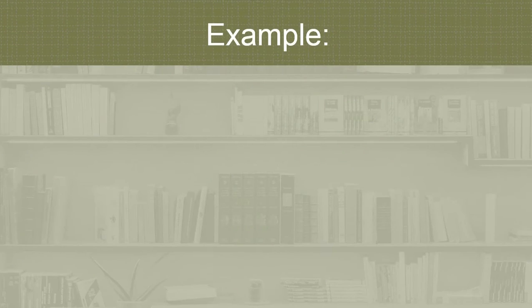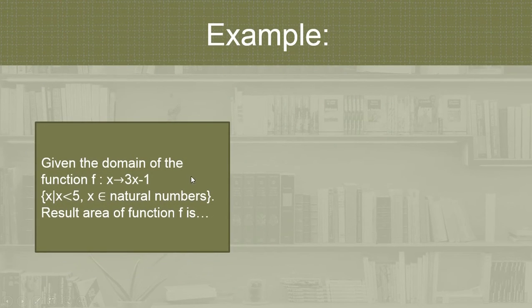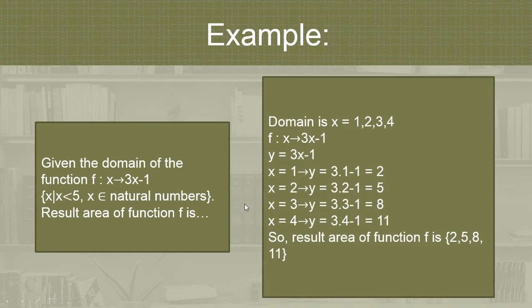For example, given the domain of the function f(x) = 3x minus 1, x is such that x is less than 5, where x is a member of the set of natural numbers. The result area of function f is blank. So, the answer: the domain is x equals 1, 2, 3, 4, f(x) = 3x minus 1. So, y equals 3x minus 1.